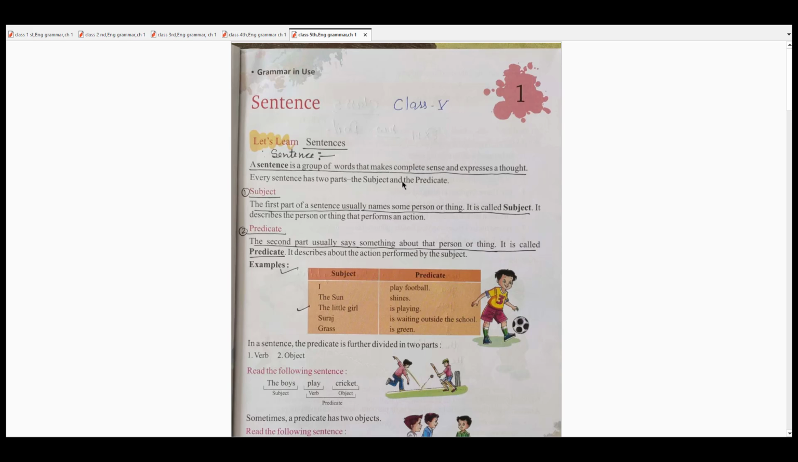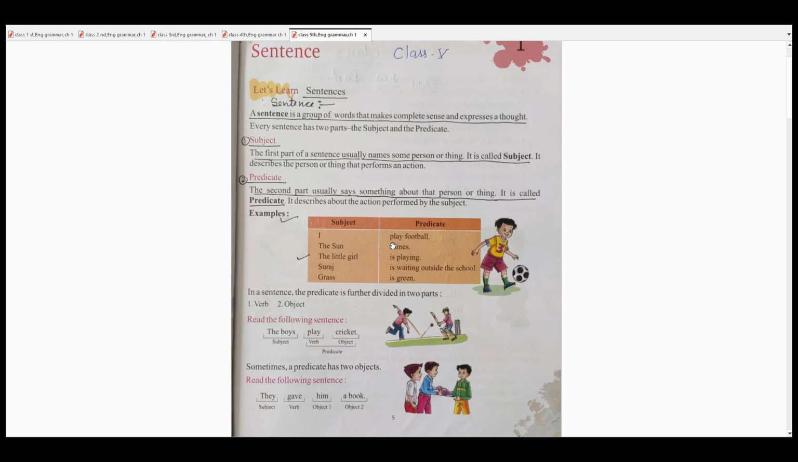The second part of a sentence is always a predicate. Predicate is what does that person do? What that person does will be counted as predicate. For example, let's take an example. I play football. I play football is a correct sentence because it gives a particular meaning. It says that मैं football खेलता हूँ.